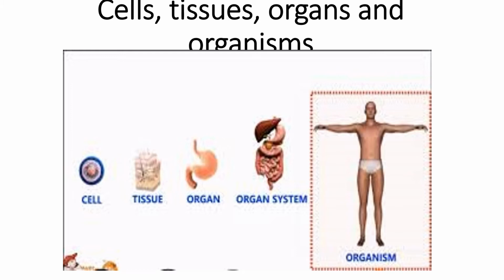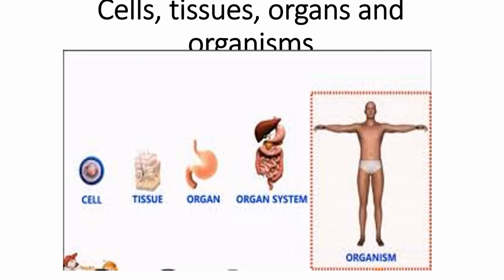We know that a group of cells gives me tissue, a group of tissues gives me an organ, a group of organs gives me organ systems, and a group of organ systems forms for us the organism, which is our body, or maybe the animal or any living thing, right?